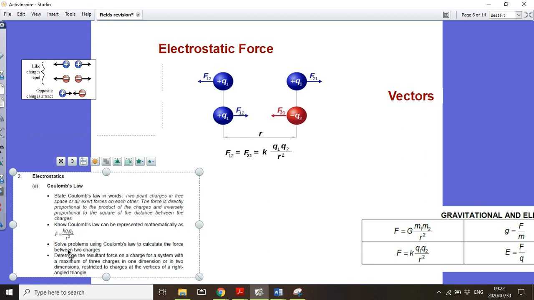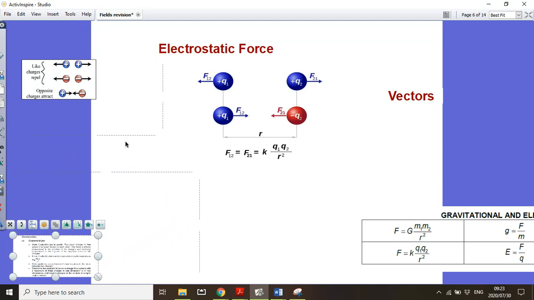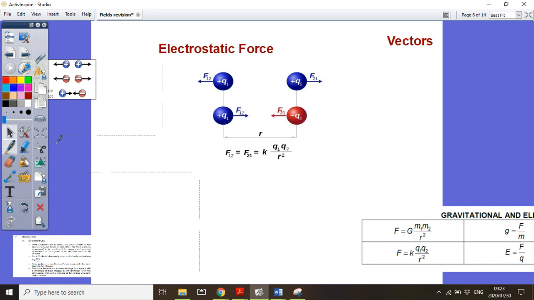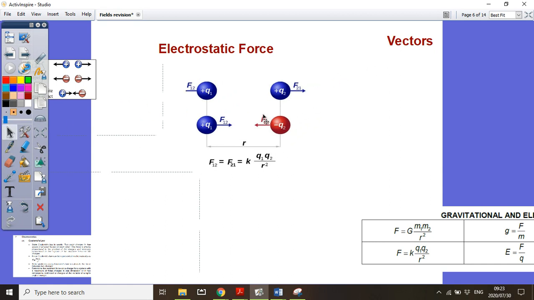Now, this last point here is where the vectors come in. They say determine the resultant force on a charge if there are three charges in one dimension or two dimensions. Now, what do they mean? So we quickly have to look at vectors. For vectors, what they're going to do to you, for example, is, let me just move this away as well.